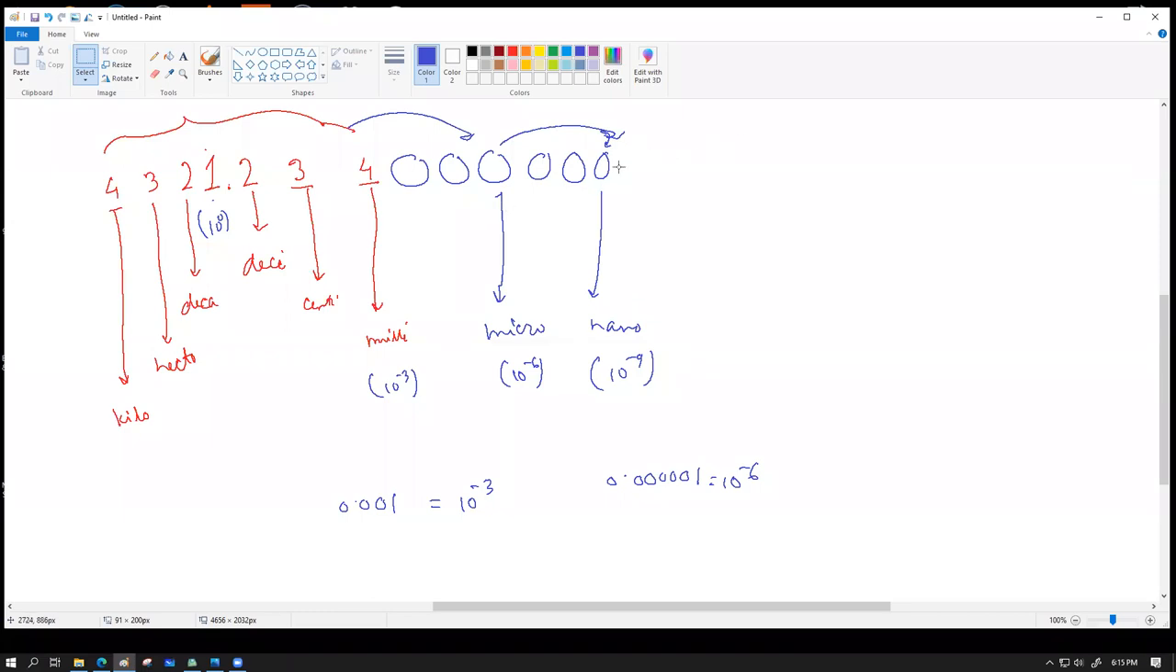Sir, for milliseconds we consider 10 to the power 3, right? But for centisecond we are considering 10 to the power 2. If you have a number that has 2 digits, after the decimal place or before the decimal place?